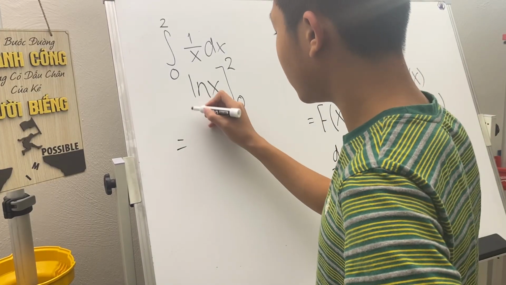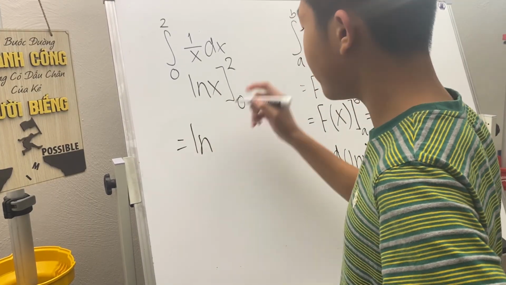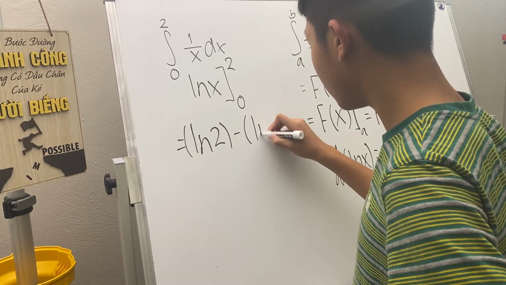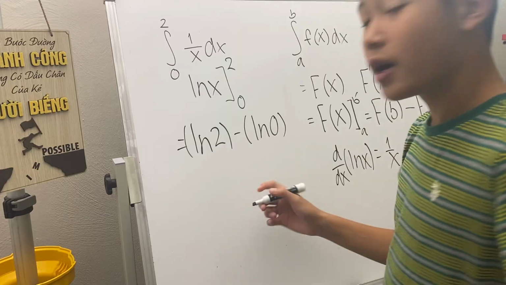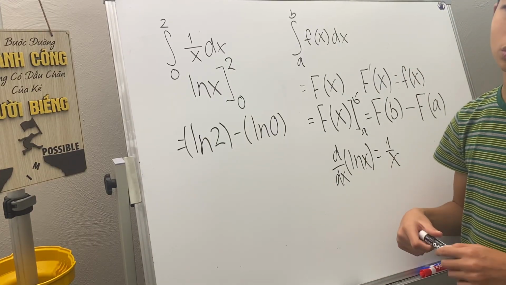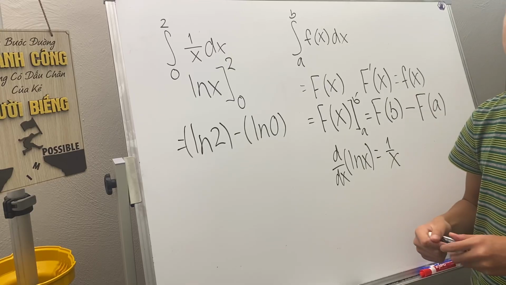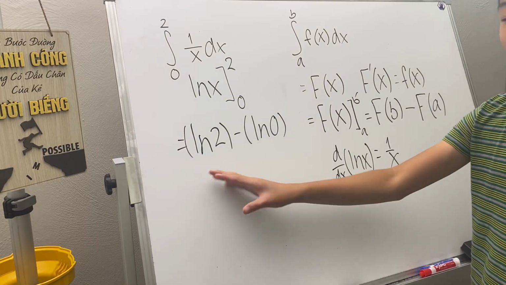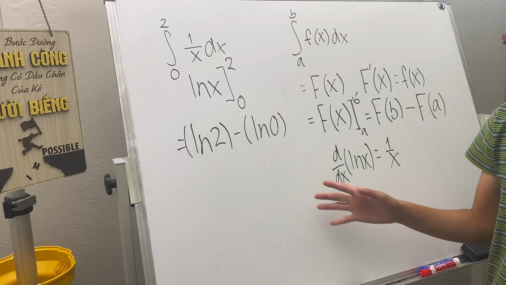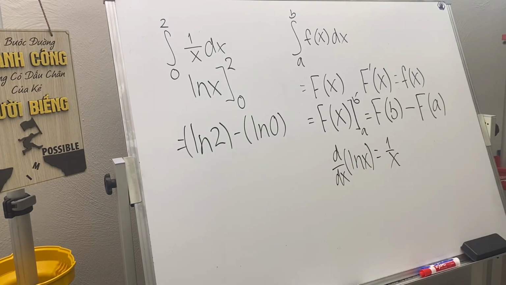Plug this number in, you will get ln of 2 subtract ln of 0. ln of 2 is just a finite number. E to the what equals it is probably going to be, I don't know. So you just leave it like this. Don't leave it as a decimal, because it never ends, so you gotta leave it like this.